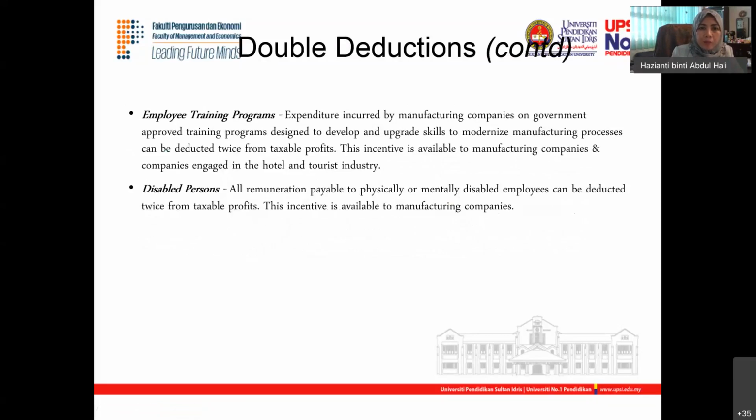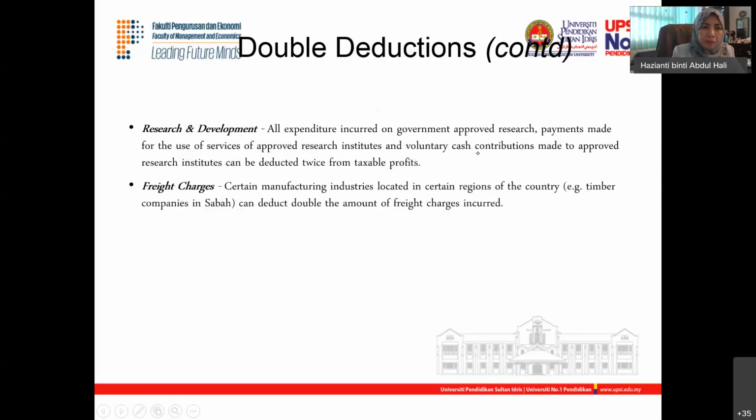Employee training program. Okay, this is if the company sends the employees to training to develop and upgrade skills. So the same too, this is for manufacturing companies and companies engaged in the hotel and tourist industry. Also get double deduction. So special. Disabled person, this I mentioned earlier, all remuneration payable to physically or mentally disabled. Doesn't matter which disability, can be deducted twice from taxable profit. And this is available to manufacturing companies.